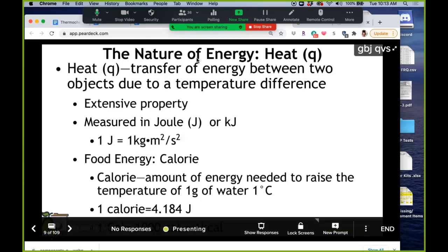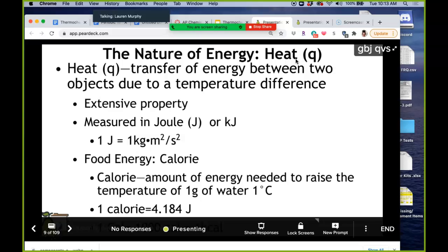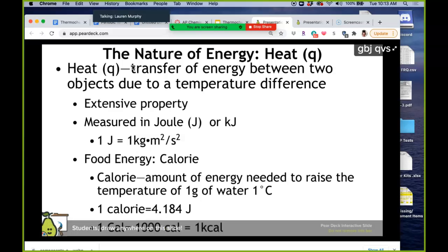Okay, so the nature of energy, and we're going to talk about this in terms of heat. So we're going to forget about work now. We're going to focus just on heat, and heat is represented by the letter Q. Heat is the transfer of energy between 2 objects due to a temperature difference. So one thing might lose heat while the other thing gains it.